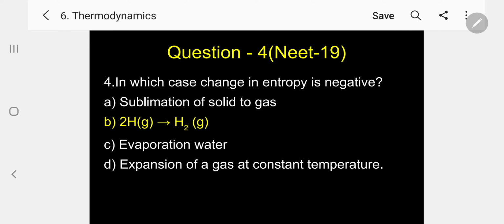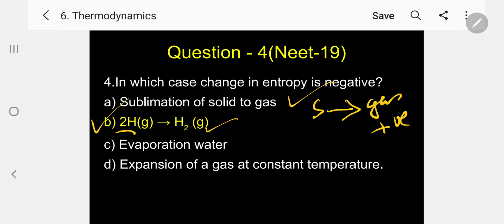Now come to the question. In which case is the change in entropy negative? The answer is B. Let me explain, kindly follow. Sublimation of solid to gas: solid converted into liquid, I told you, is positive, entropy increases. Here, atomic gas is converted into molecular gas, a regular arrangement. In which case is the change in entropy negative? In this case, it is negative.